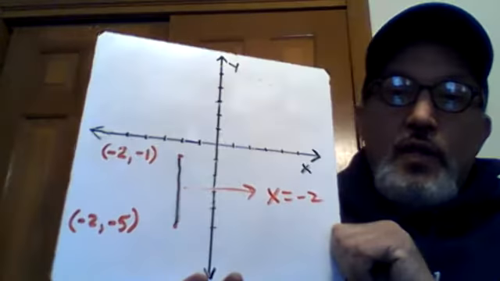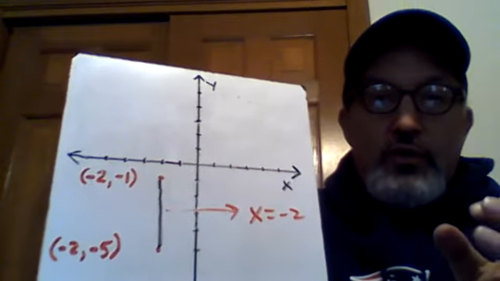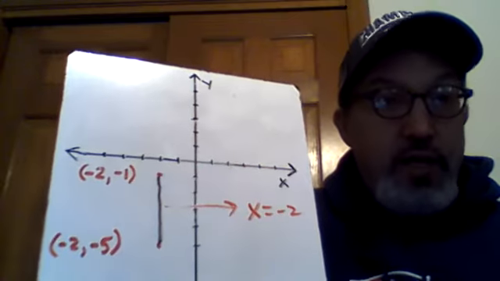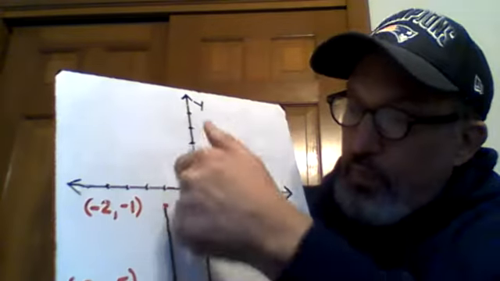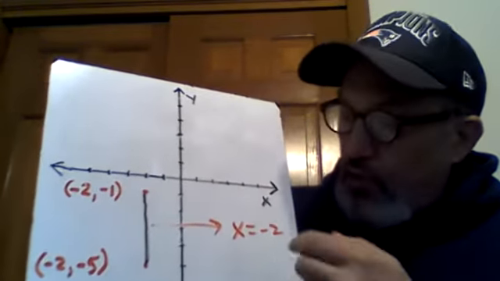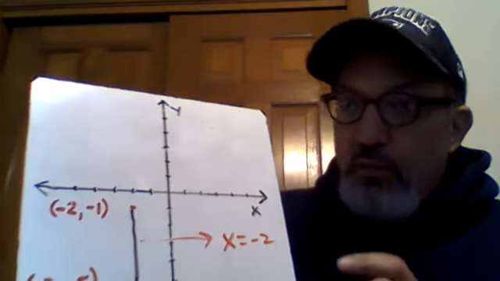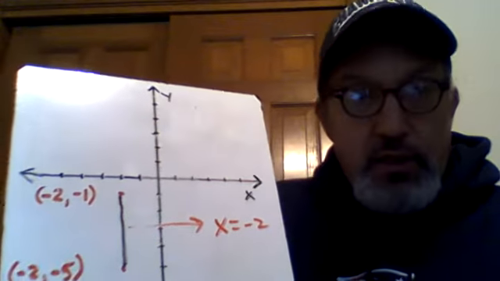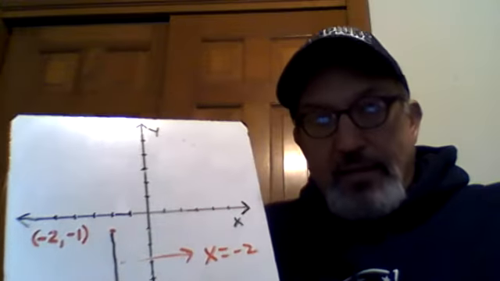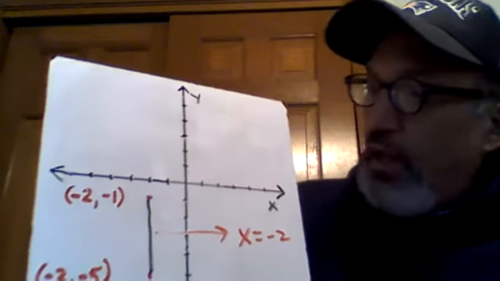Earlier we had a horizontal line. A horizontal line is always y equals a number. This is part of a vertical line. A vertical line is always x equals a number. That's an important concept from analytic geometry, or the x and y coordinate plane.